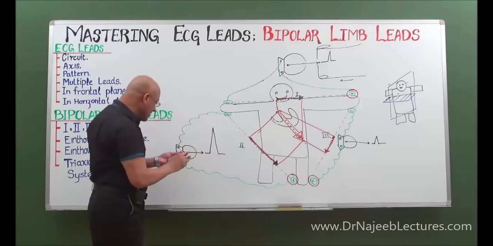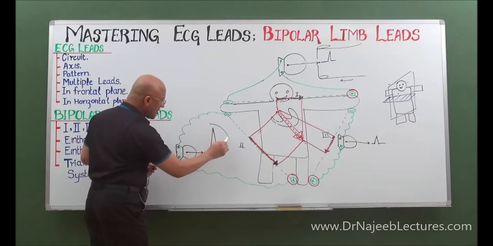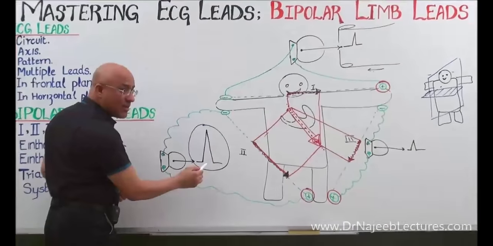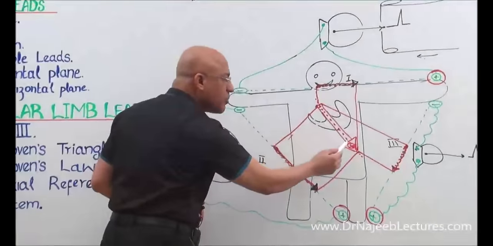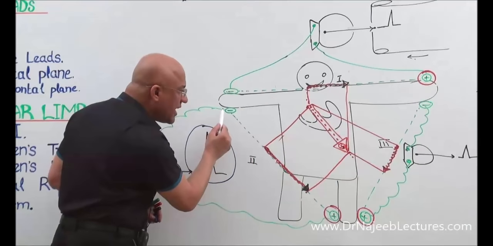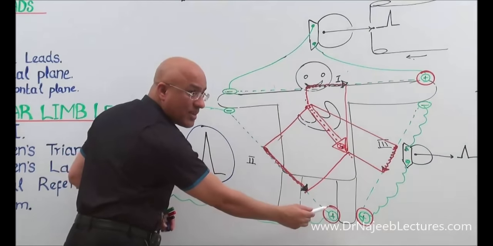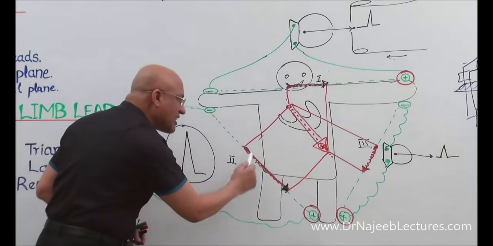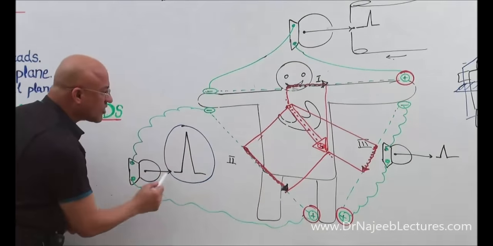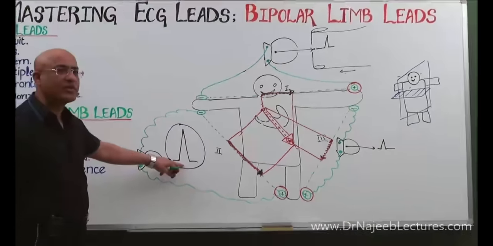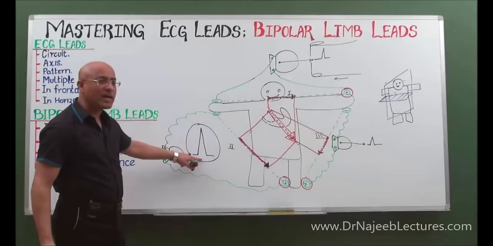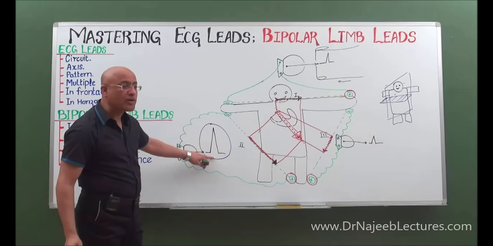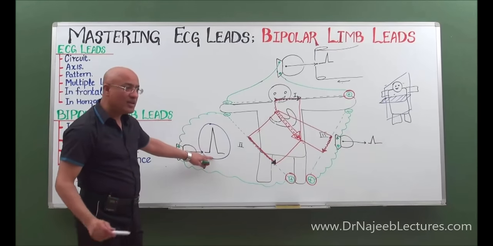Now, these are the electrical picture of the major ventricular depolarization recorded by lead number 2, recorded by the circuit of lead number 2 along the axis of lead number 2. And this is the electrical picture. You know this electrical picture which is recorded? This is called the lead pattern. What is it called? Lead pattern. This pattern is drawn by which lead? Lead number 2. Is that right?